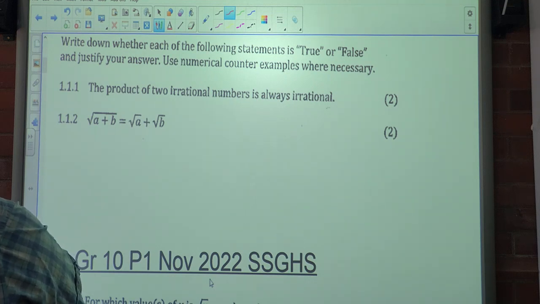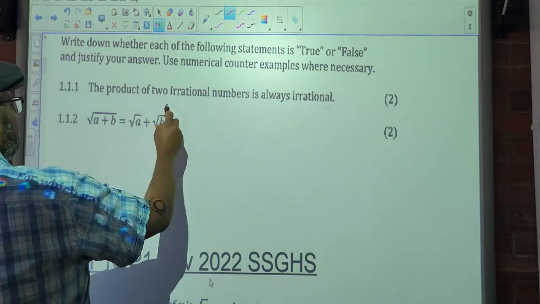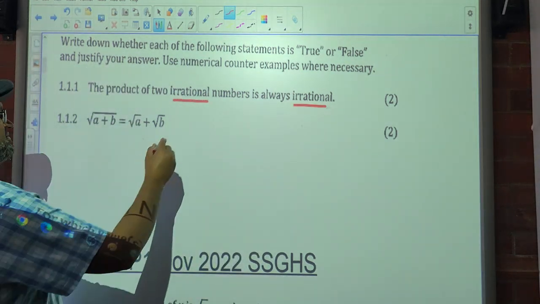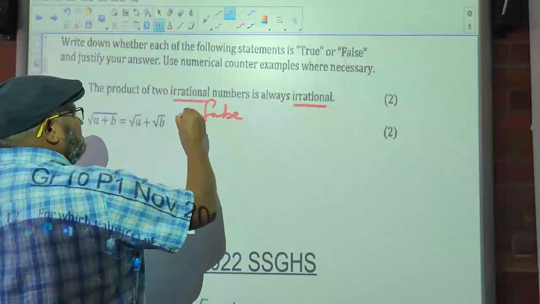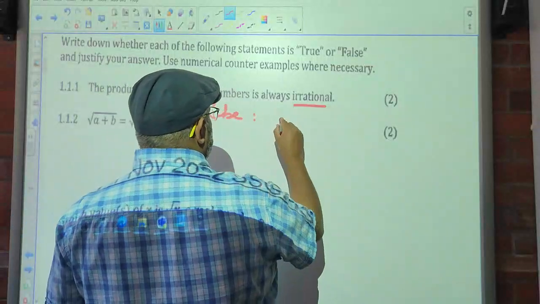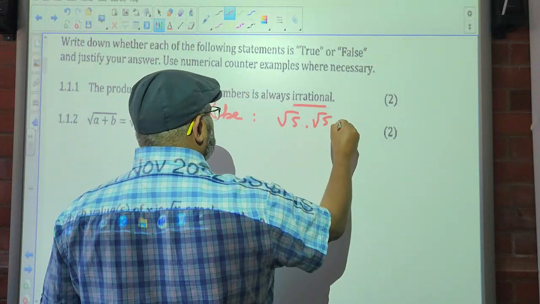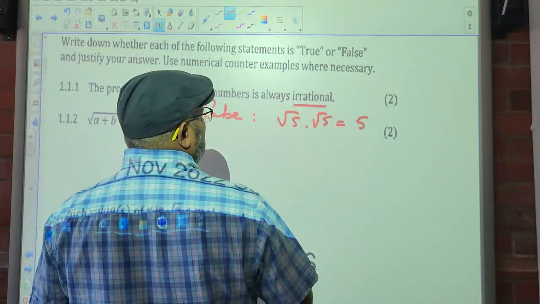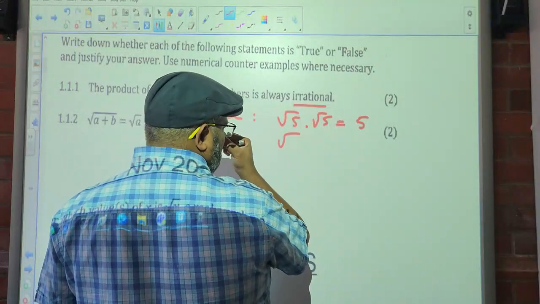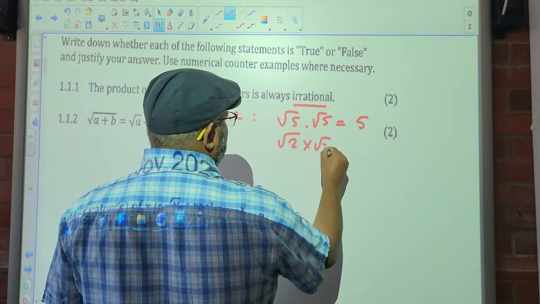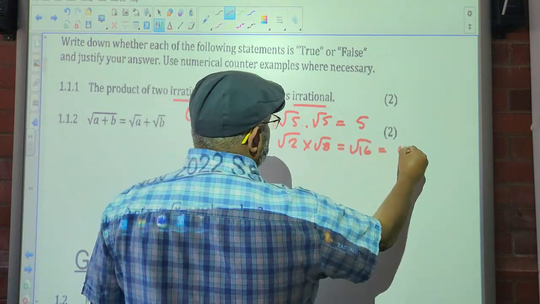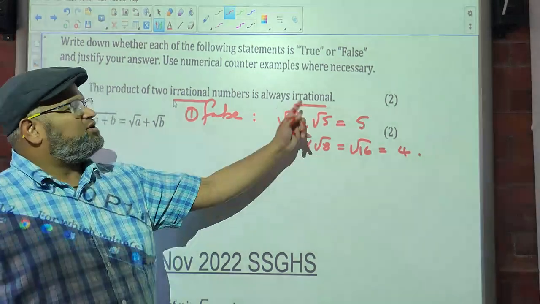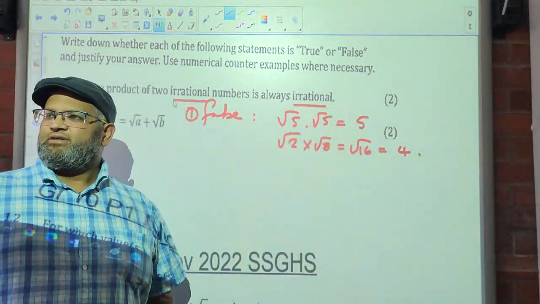The product of two irrational numbers is always irrational. Why do you say that is true or false? False. Why? Because if I look at the square root of 5 times the square root of 5, that is 5. Also, the square root of 2 times the square root of 8 is the square root of 16, which is 4. So the statement is false, and there's your counterexample.